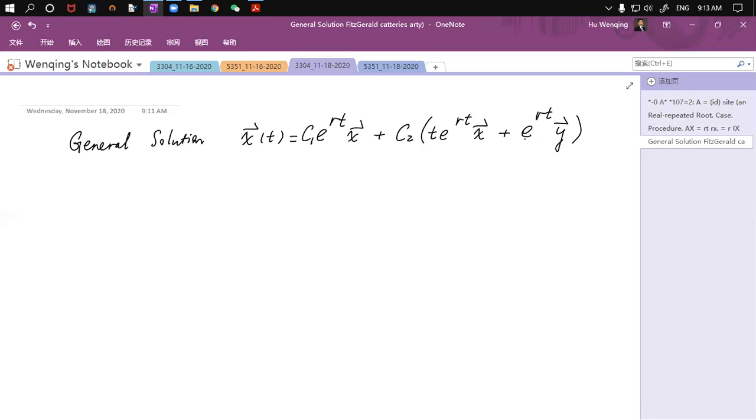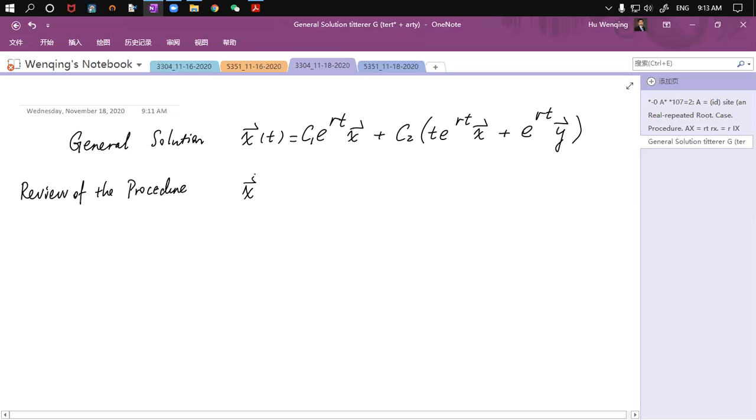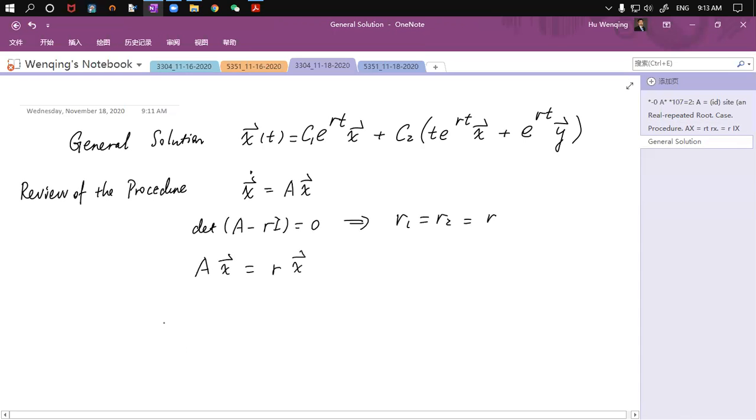Is that good? Okay, so let me remind you, there is a vector y, there is a vector x. So the review of the procedure is as follows. You have x dot equal to A x, and you solve for the determinant of A minus rI equal to 0. It gives you r1 equal to r2 equal to r, so that you look for the eigenvector A x equal to r x. But then you look for another equation, (A minus rI) multiplied by y equal to your first vector x, and you find both x and y. You use this formula that gives you a general solution. So this is the case for the real repeated roots. Is that good for everybody?